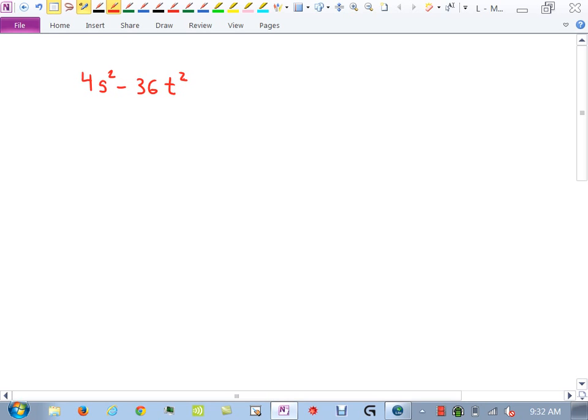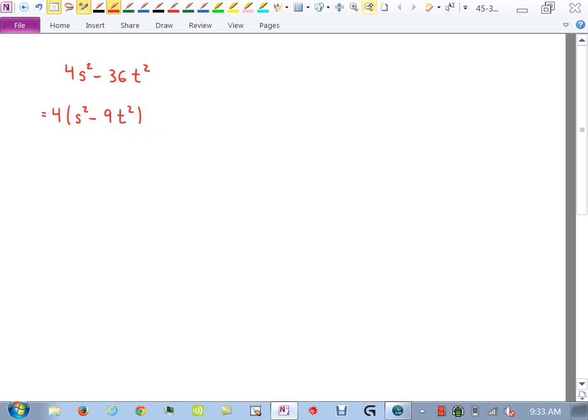All right, so for this problem, we got to start going through our steps here. We look at it, we say that we have two terms, right? We have a binomial, and do we have a GCF? What is the GCF? 4. So we can factor a 4 out. We have s squared minus what? 9t squared.